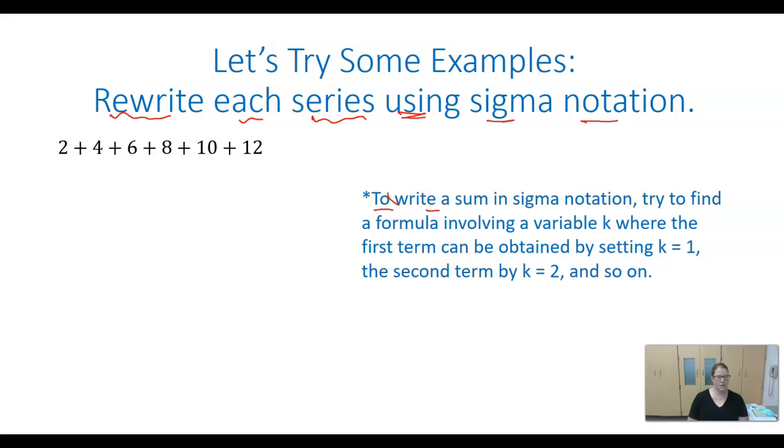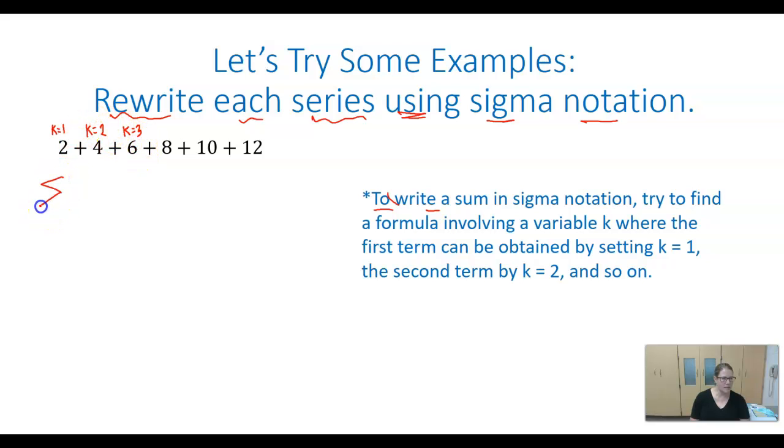So let's look at an example. So here we have 2 plus 4 plus 6 plus 8 plus 10 plus 12. So we need to find a formula with k in it that when I plug in k equals 1, I get a 2. When I plug in k equals 2, I get a 4. When I plug in k equals 3, I get a 6. So it looks to me like each of these numbers is just k times 2, right?